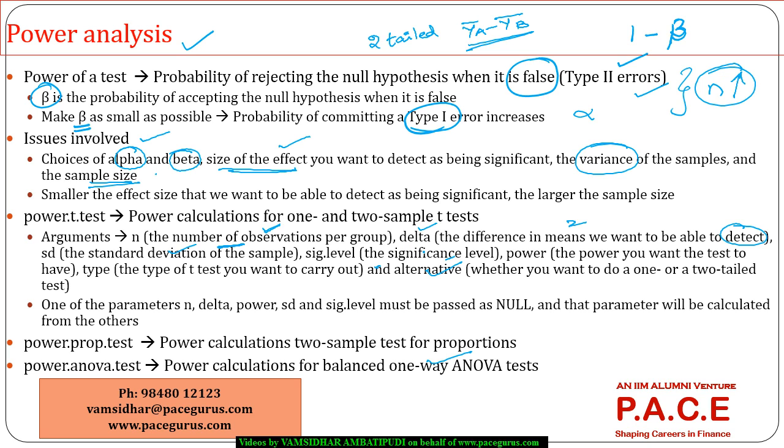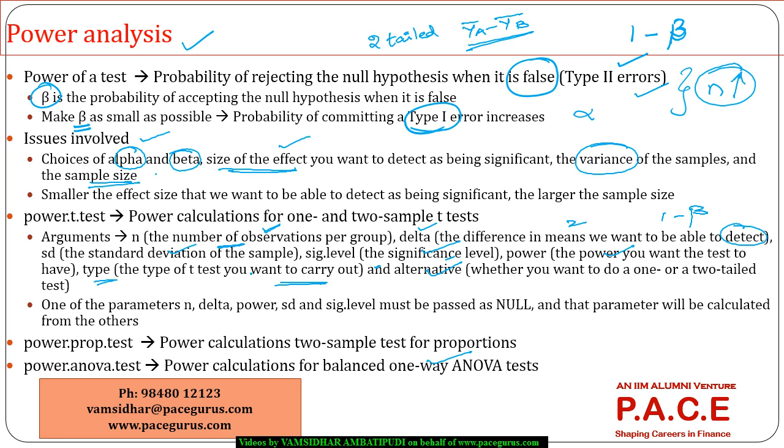right? Then the significance level, is it 5% significance or whatever? So I have to give that significance level. And what do you want as the power of the test, which is 1 minus beta value, you have to specify. What is it that you are looking for as the power of the test? Then you have to give the type of the test, which you are carrying out, whether it's a one sample t-test or two sample t-test, and the alternative, which is talking about whether it is a one tail test or two tail test.